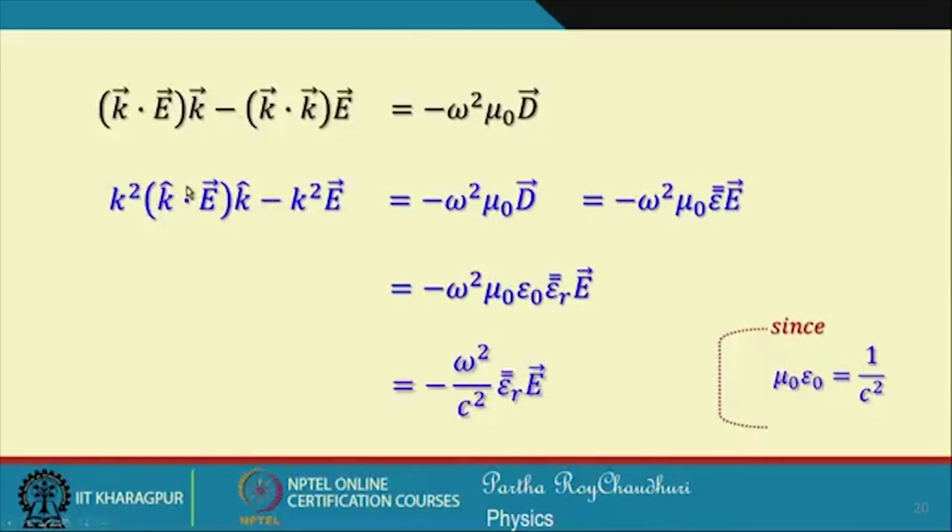So, we write this equation because, as I have mentioned, k dot E equal to 0. So, this minus k square E is equal to minus omega square mu naught D, but D we can write explicitly in terms of the permittivity of free space, the relative permittivity, which is a tensor, multiplied by this electric field.